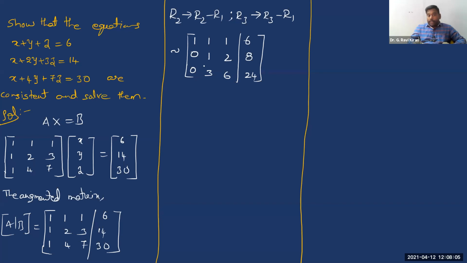Now see, we need to reduce this into its echelon form. So using this second row, second column 1, we need to make this 3 in the third row a 0, right? So how can we make this 3 a 0? Using this row operation, see. R3 changes to R3 minus 3R2.